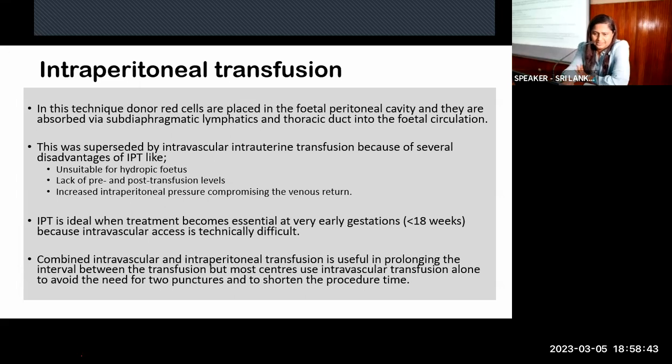Yes. Also, however, intraperitoneal transfusion may be preferable if we have to do a fetal transfusion before 18 weeks, because it's hard to get intravascular access in a fetus less than 18 weeks. There's also another method where we can do combined intravascular and intraperitoneal transfusion. The advantage is that it may prolong the interval between transfusions, but in most centers now, intravascular transfusion alone is preferred because they prefer to avoid 2 punctures and also would like to shorten the procedure-related time. So therefore, now it is preferable to avoid doing both.